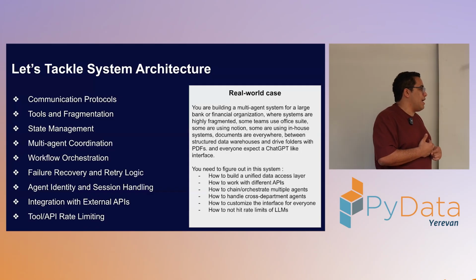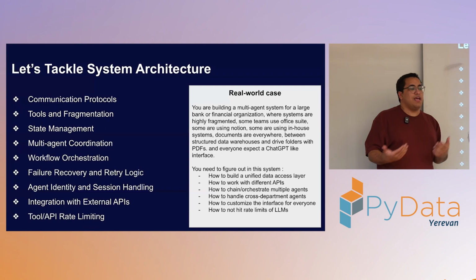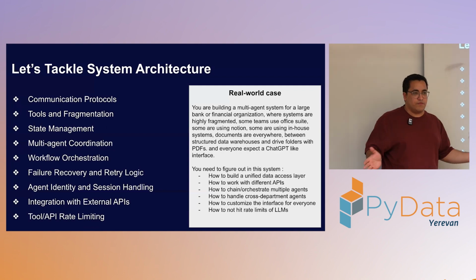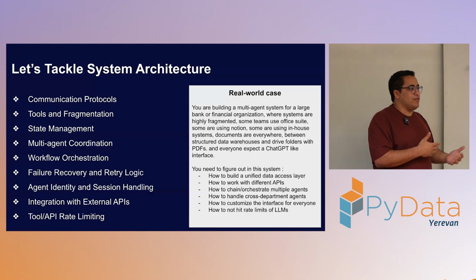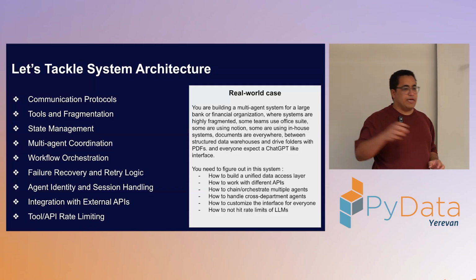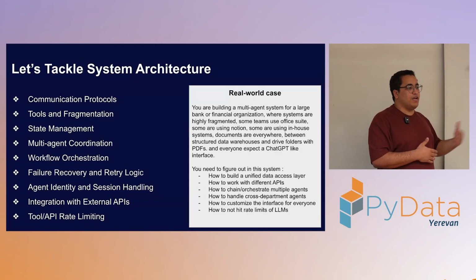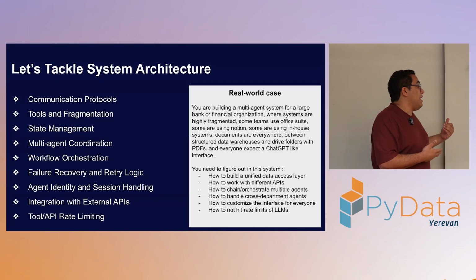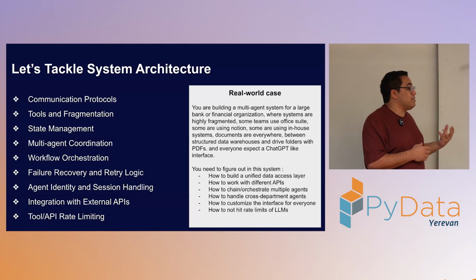You will need to figure out how to work with the different APIs. Now it's easier with MCP, but you still need to figure out how to handle all of these MCP servers, which is another problem. You need to figure out how to chain and orchestrate these agents, especially at the organization level. Maybe you have an agent for a finance team and an agent for the payroll or HR team, and they need to communicate together. So you need to figure out how these agents will communicate and take actions based on each other. And yes, handling cross-department agents and customizing the interface for everyone.